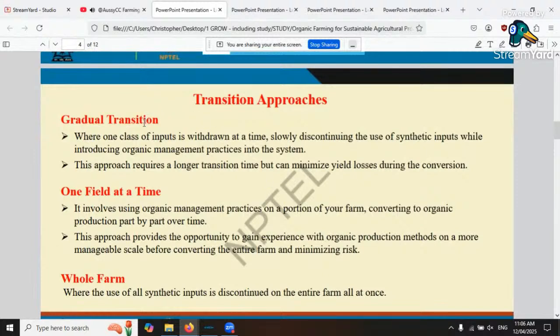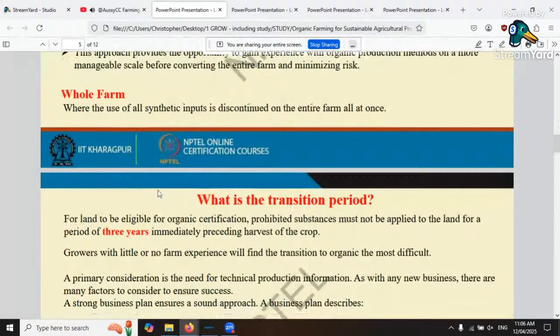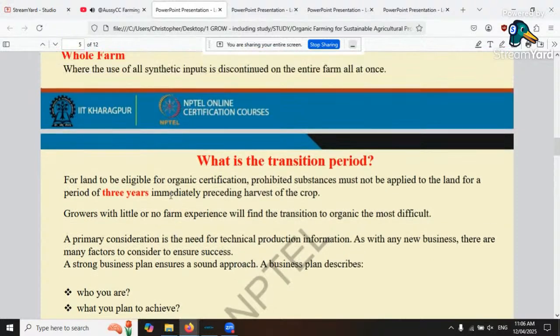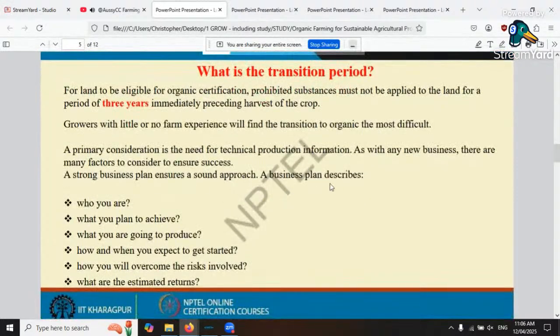Transition approaches: gradual transition, one field at a time, or whole farm. I'm not going to read them because they are self-explanatory. So you can go gradually, or you can do one field at a time, or you can do a whole farm, breaking it up into sections. Depends how big your place is. If it's huge, you break it into sections. If it's small, you might want to break it maybe into half. Depends if you're getting profit off it or if it's just growing off it. What's the transition period? Well, I reckon 3 years. A strong business plan ensures a sound approach. Your business plan should say all this stuff in it.